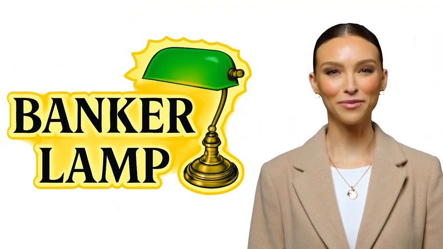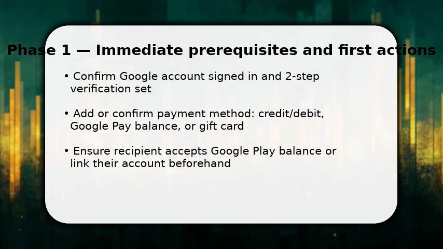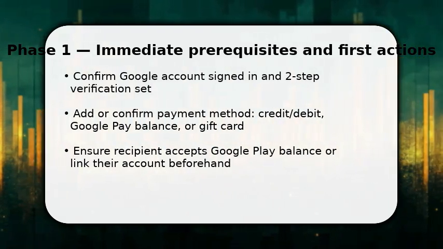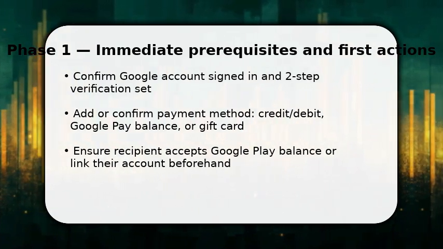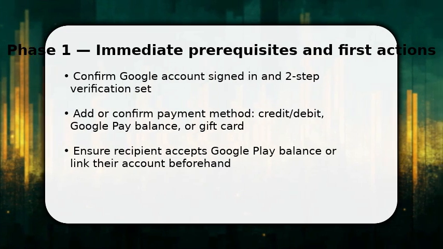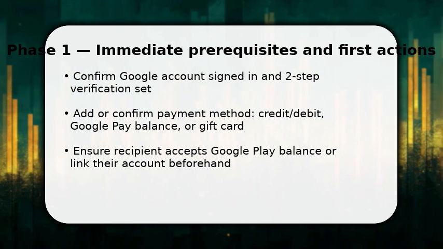Please enjoy the video. You start by preparing payment details and verifying accounts. This saves time later. Open Google Play, then tap your profile to check the active Google account. Once done, open Payment Methods and add a card or Google Pay balance. Make sure billing info matches your bank.